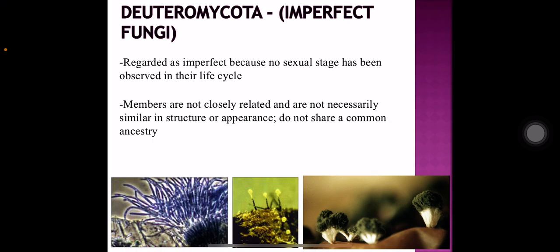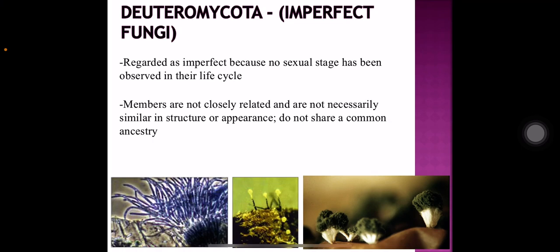The fourth category is Deuteromycota. The Deuteromycota are known as imperfect fungi, regarded as imperfect fungi because no sexual stage is known in their life cycle. Members are not closely related and are not necessarily similar in structure or appearance. They do not share a common ancestry.